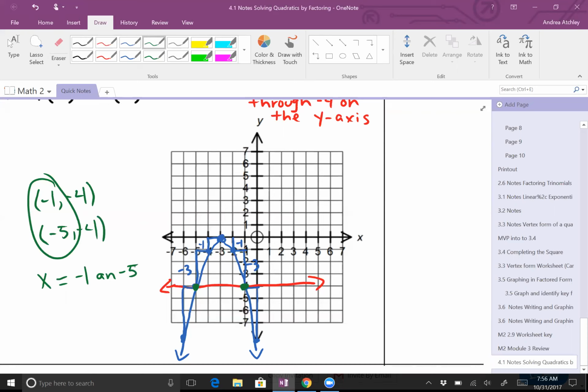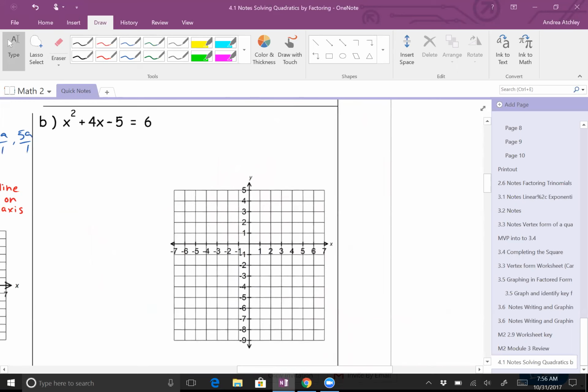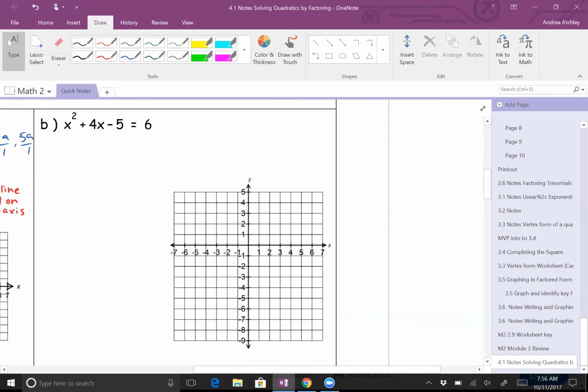Yeah. Or A. Any questions over that? Okay, so the next one. Okay, this one's a little bit more difficult to graph. The x squared plus 4x minus 5 equals 6. Okay, we're still going to do the same type of thing.